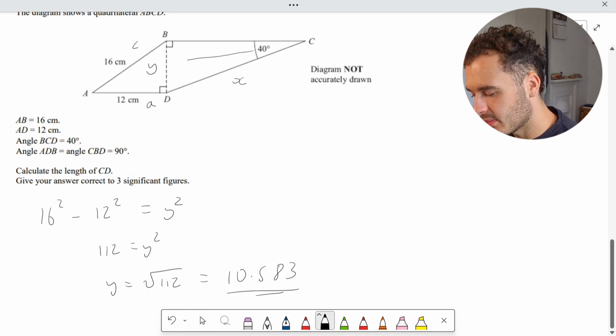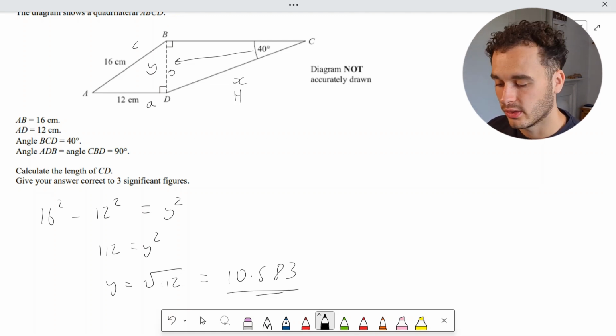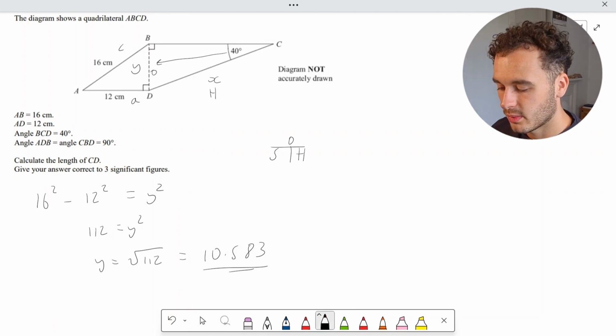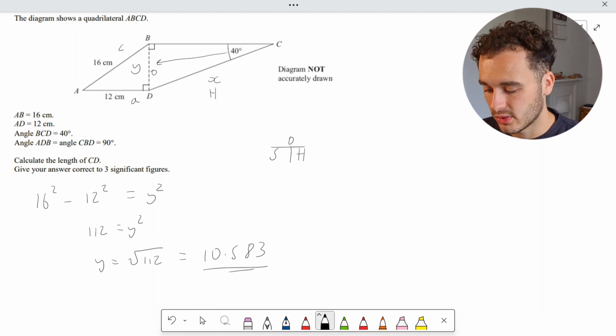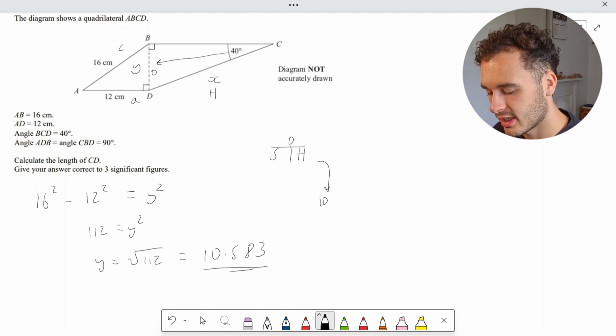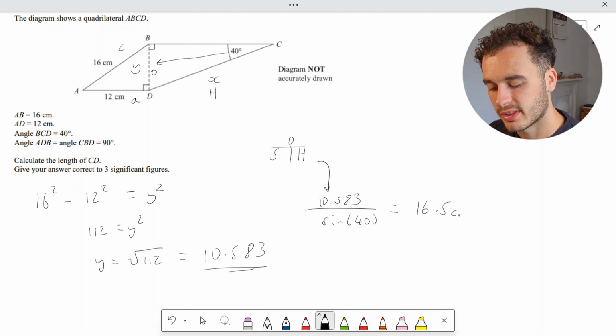Well, we can now label that as the opposite, and the side we're finding is the hypotenuse. So we're going to do trigonometry now because this is also a right angle triangle. So SO is what we're going to use here because we've got the opposite and the hypotenuse. We've got the angle, we've got the opposite, we need to find the hypotenuse. So we're going to do the opposite divided by sine of the angle, which is 10.583 divided by sine 40. And that will give us our answer. Putting that in the calculator, you get 16.5 centimeters to 3 significant figures.